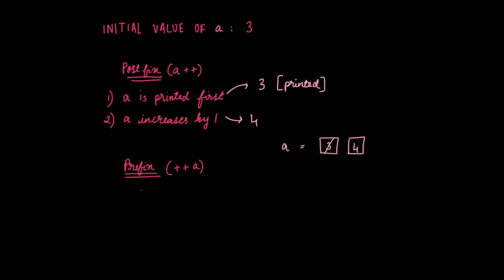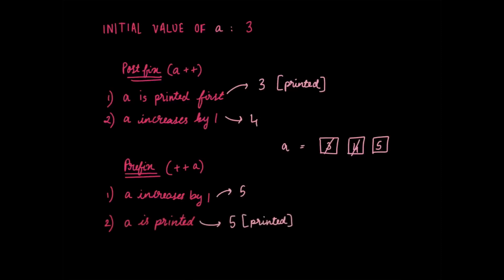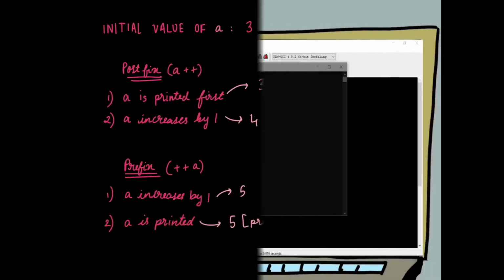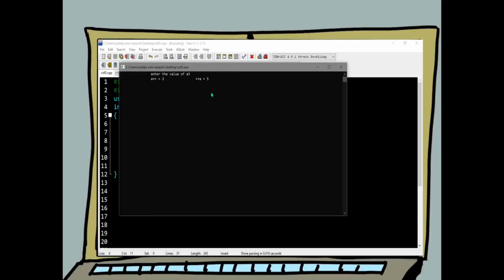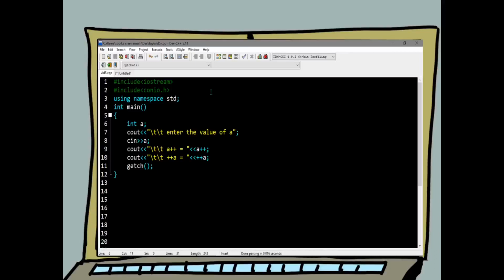In the prefix operation, a increases by 1 first. Now a has attained a value of 5 and 4 is deleted from a's memory. In the second step, this value of 5 was printed and hence the answer was 5. So guys, that's the reason.